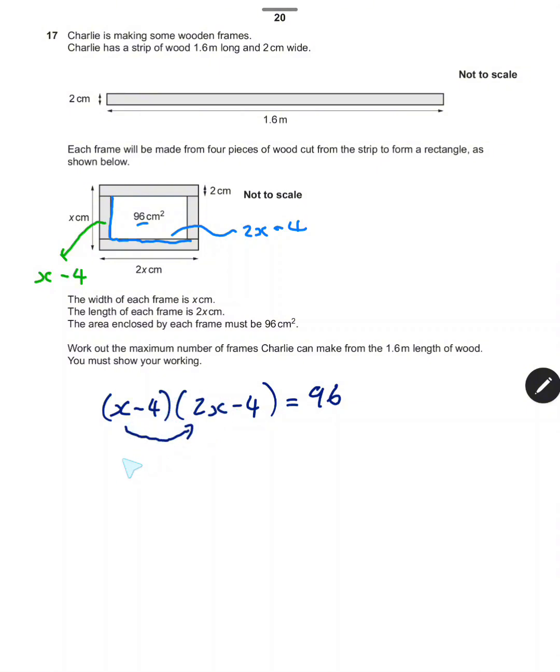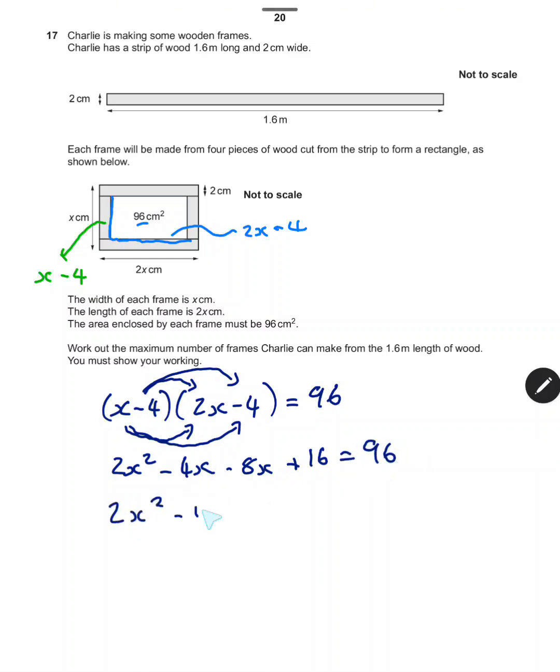X times x, x times 2x is 2x squared. X times minus 4 is minus 4x. Minus 4 times 2x is minus 8x. And minus 4 times minus 4 is positive 16. That still comes to 96. Tidy this up a little bit. 2x squared, take 12x, plus 16 equals 96.